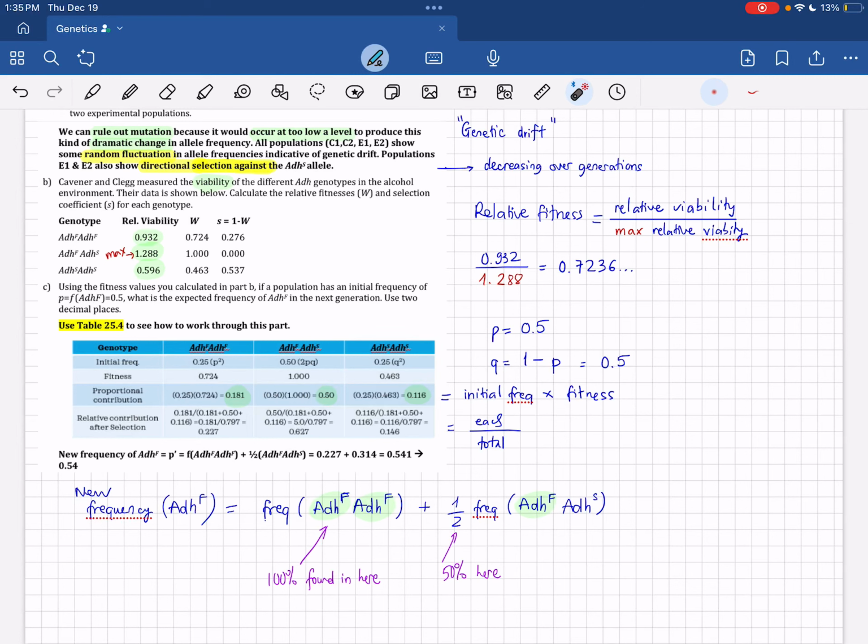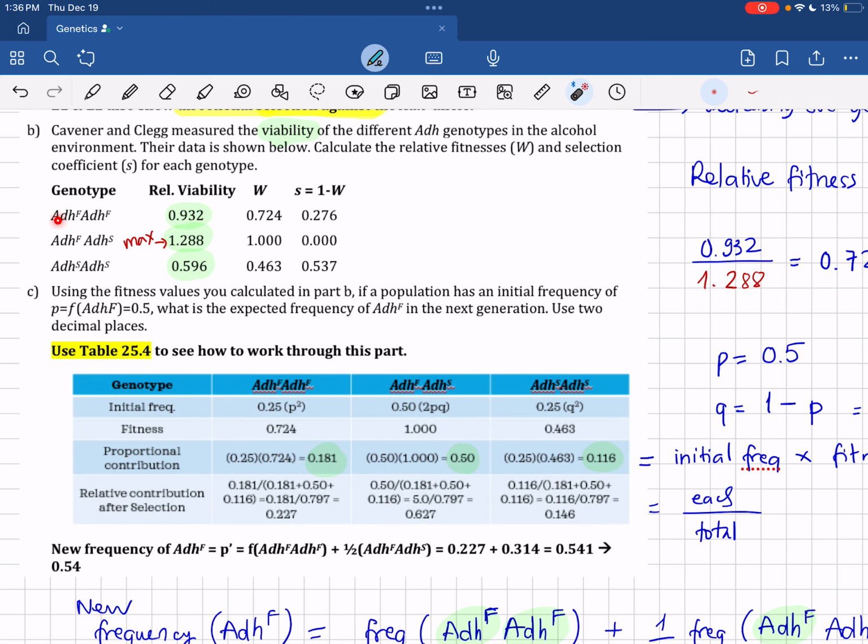Okay, let's continue problem 5. They measure the viability of different genotypes in the alcohol environment. There are 3 genotypes being considered here: the homozygous FF, the heterozygous FS, and the homozygous SS. Then they ask us to calculate the relative fitness W and selection coefficient S for each genotype.